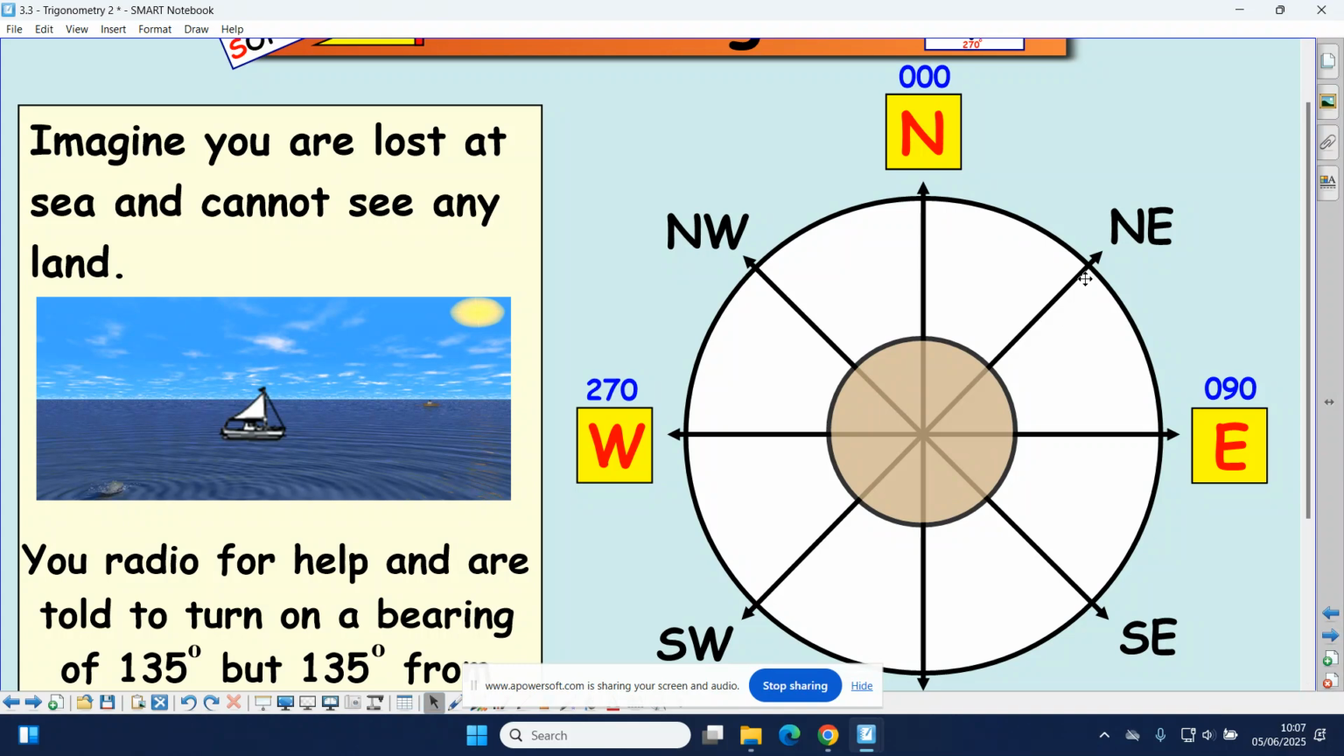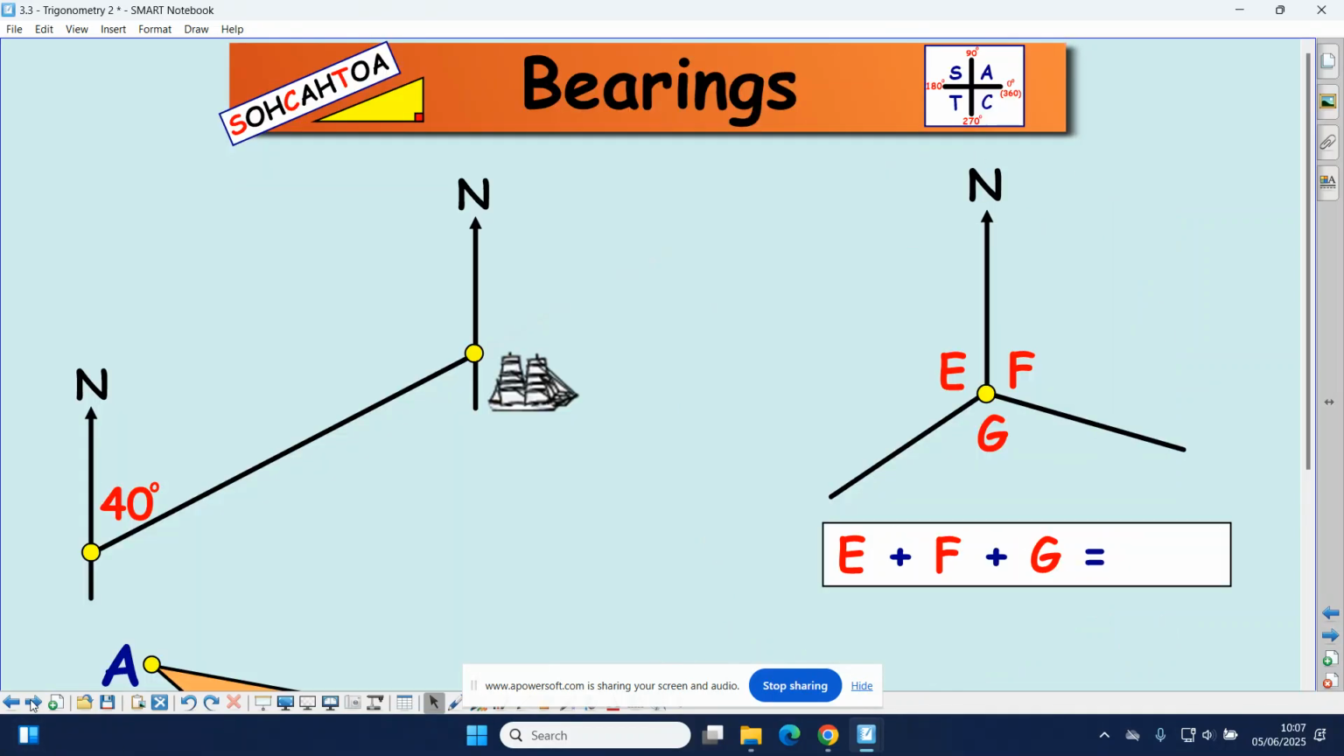So a bearing of northeast would be round clockwise from the north line, and that would be 45. We use three figures, so it would be 045. So we're assuming you know that bearings are always measured from the north line round in a clockwise direction.